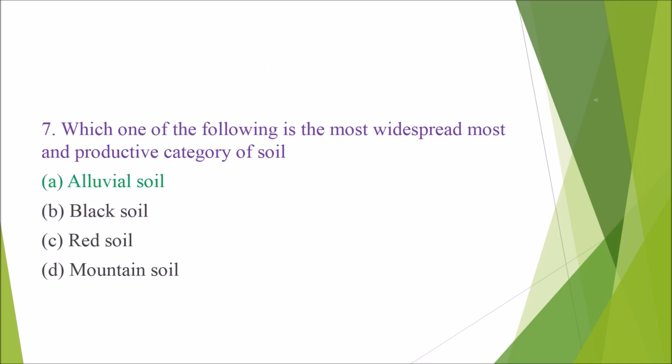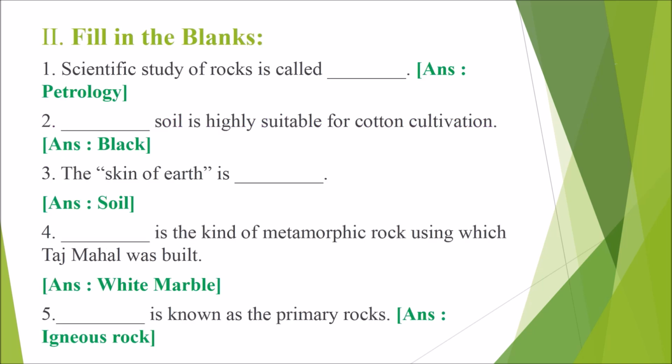Minerals. Question number 7. Which one of the following is the most widespread, most unprotective category of soil? Option A. Alluvial soil, option B. Black soil, option C. Red soil, option D. Mountain soil. So the answer is option A. Alluvial soil. Letter 2. Fill in the blanks. Question number 1. Scientific study of rocks is called dash. So the answer is petrology. Question number 2. Dash soil is highly suitable for cotton cultivation. So the answer is black.